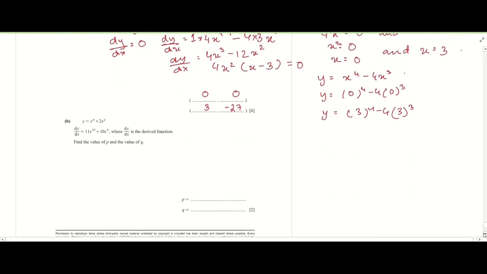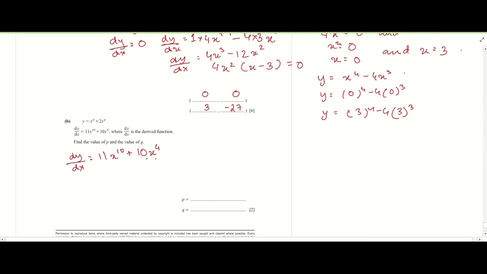Now in this question we have y equals x to the power of p plus 2x to the power of q. We have dy by dx given to us, which is 11x to the power of 10 plus 10x to the power of 4. Where dy by dx is a derived function, find the value of p and q.